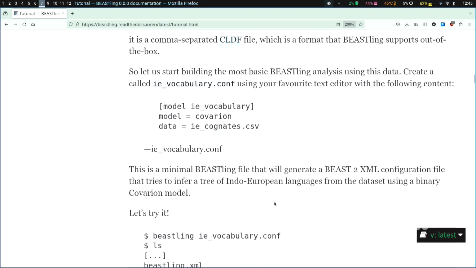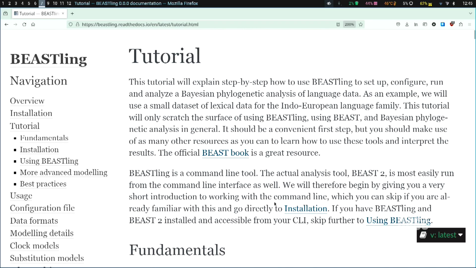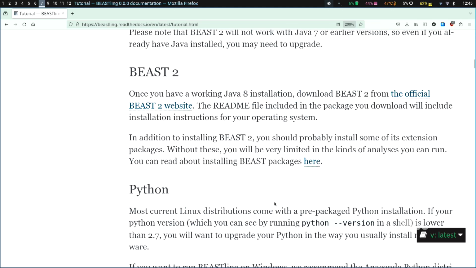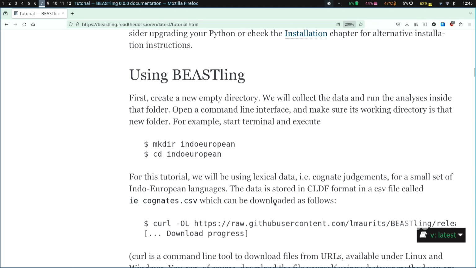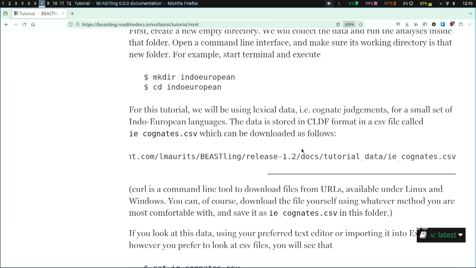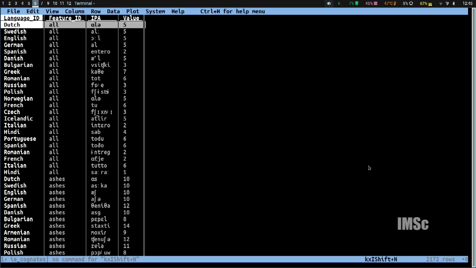So this is the tutorial. Essentially, you have to set up Beast. In the tutorial, they have a sample cognate judgment file, which is this file. I think it's here. So this is what the file looks like.